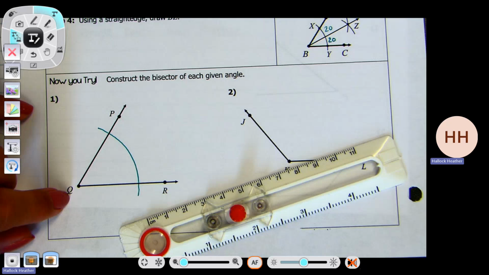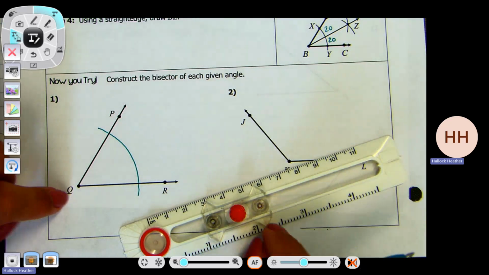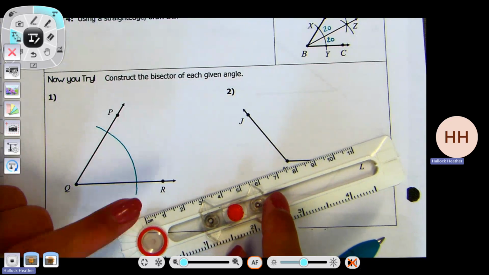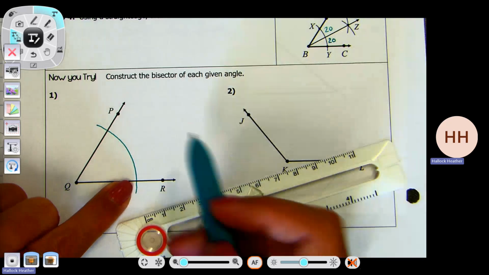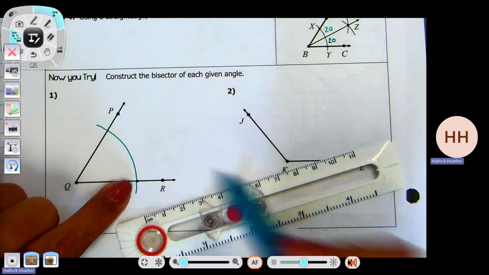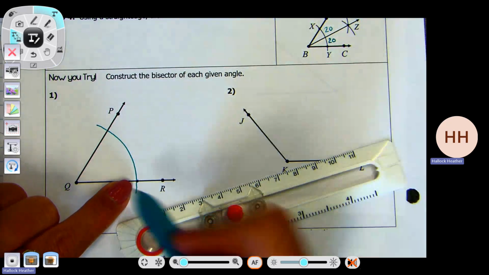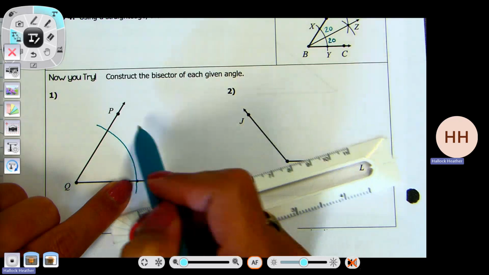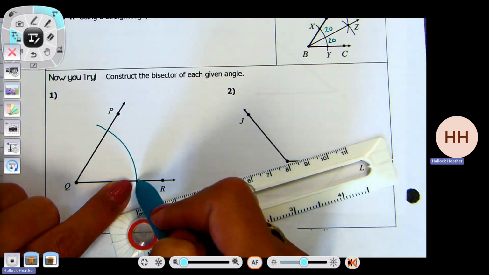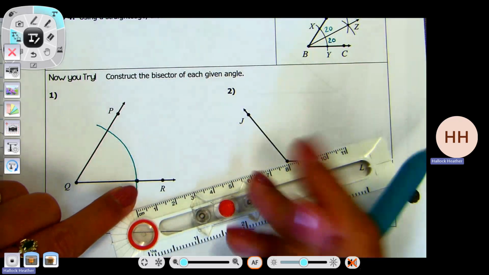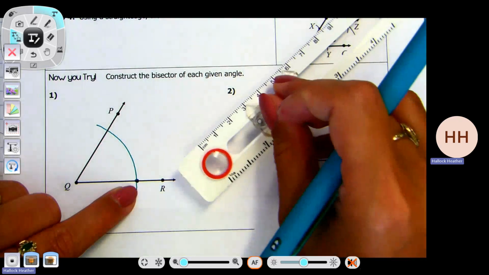Once you have your arc, we are going to take our needle and put it on this bottom intersection, because this is actually a point that we just found, that we created. So I am not using R. I am not using P. I'm using the points that I created. So I'm going to use this point. I'm going to put my compass on that point.